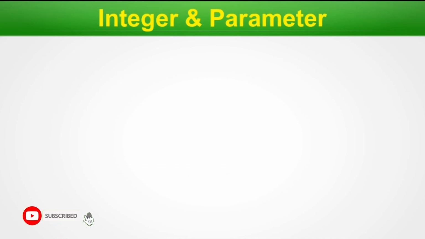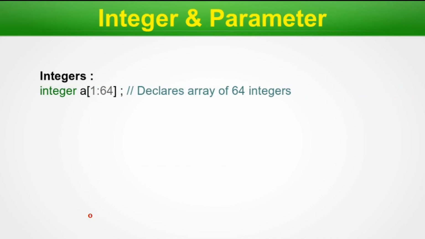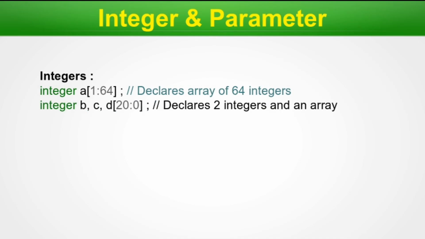Let's move to the integer and parameter. Integer. Like the previous one, we define integer as array. We can define it as an array A1 up to 64. And we can define integer as B, C, D and 20 down to 0. D is 20 down to 0. So two are single value integers and D is here an integer array. Parameters. So parameters play a very important role in analog block. So just see, we define parameter by the keyword parameter, and the parameter could be any of the type, integer or real, anything. So here we defined as an integer.